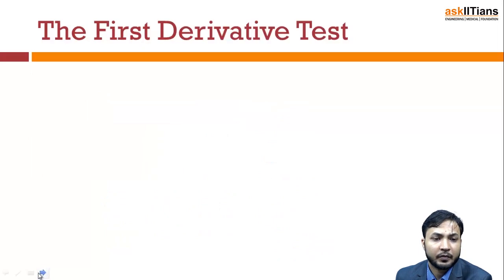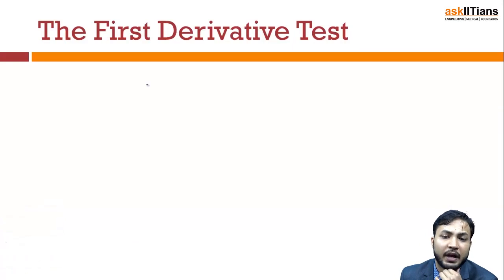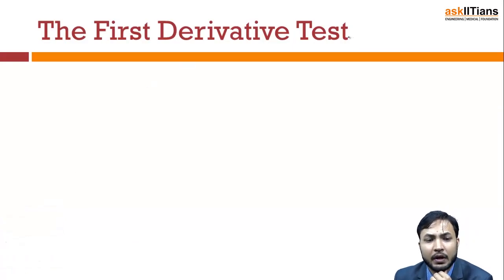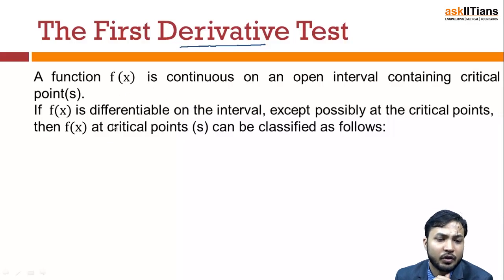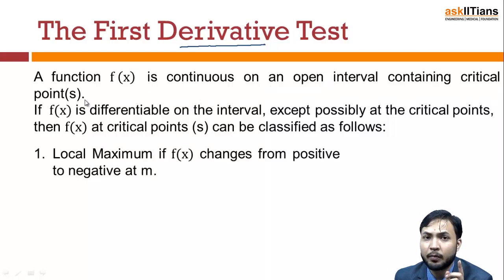Moving on, when we come to our functions, we have our first derivative test. When we talk about the first derivative test, this is an application of a function. So when we check for the first derivative test, what do we do? Let us say a particular function is continuous on an open interval containing critical points. We'll come to the critical points in the next part, but the important thing to know is that f(x) is continuous on an open interval containing a critical point.